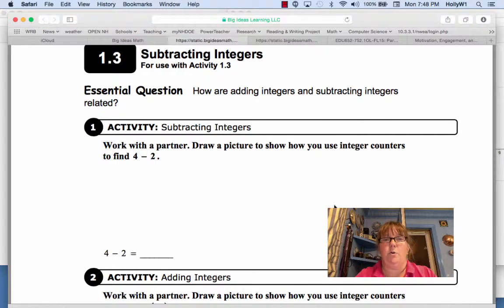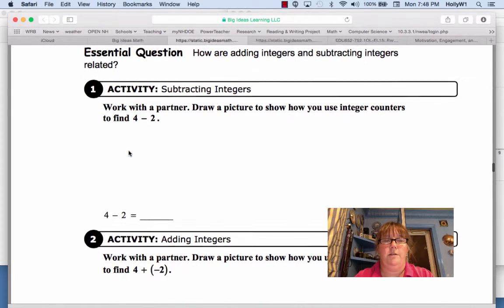This is the record and practice journal that we did in class together. This video goes along with our activity day. So the essential question: how are adding integers and subtracting integers related? We started off with subtracting integers.